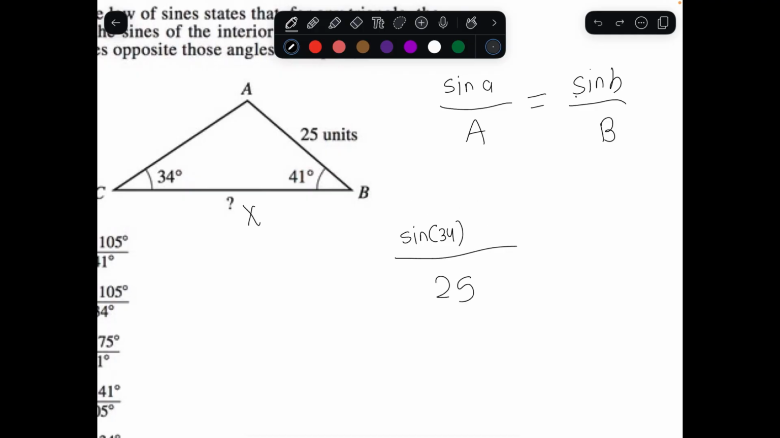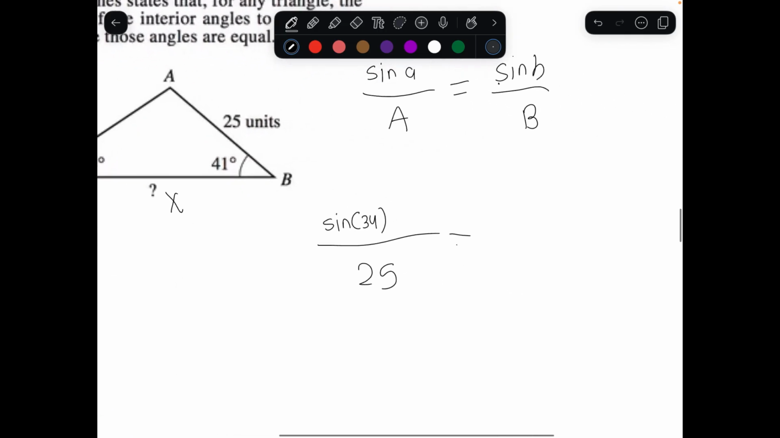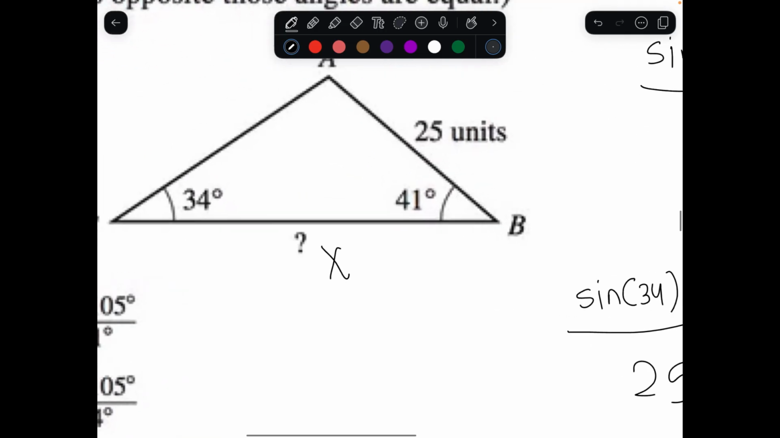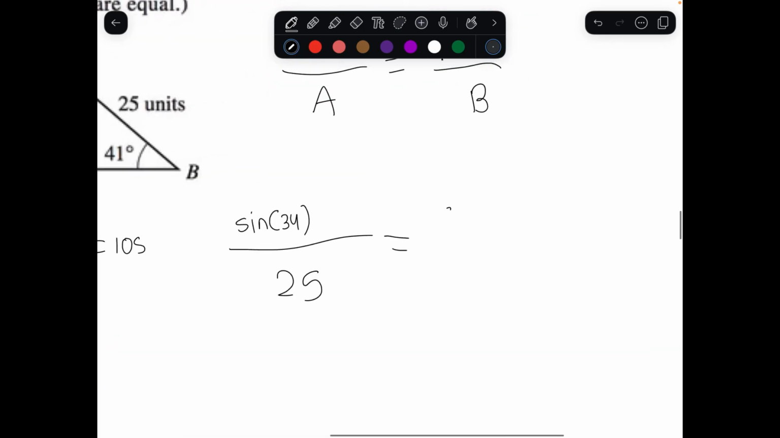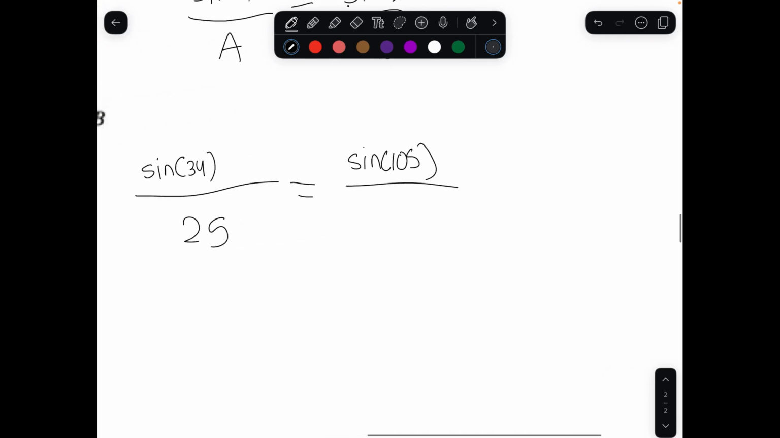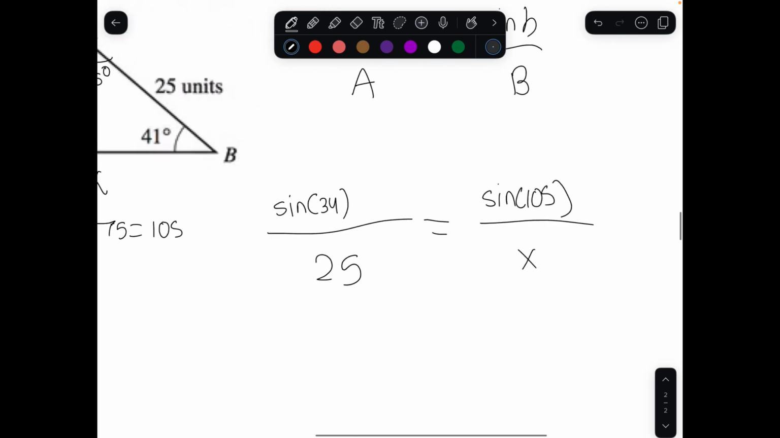So your sine of the angle opposite from 25 equals the sine of this angle. And to find that angle, you need to know that all angles in a triangle add up to 180. So this would be 180 minus 75, which is 105. So this angle is 105 degrees. So sine of 105 divided by the side across from it, which is, in this case, x. So this is how law of sines works.